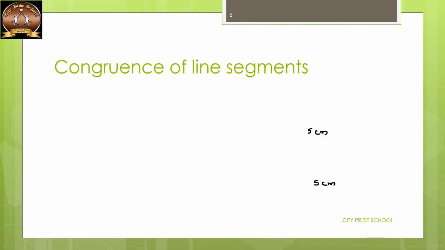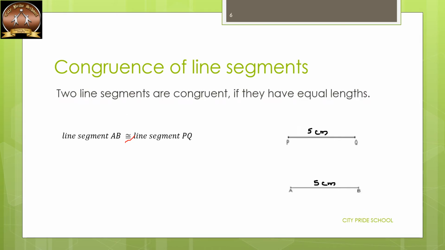Now let us learn about congruency of line segments. See, I have taken two line segments AB and PQ. The length of both these line segments is equal. So I can say that line segment AB is congruent to line segment PQ. Again, remember that this is the symbol used to represent congruency. So I can say that two line segments are congruent if they have equal length.